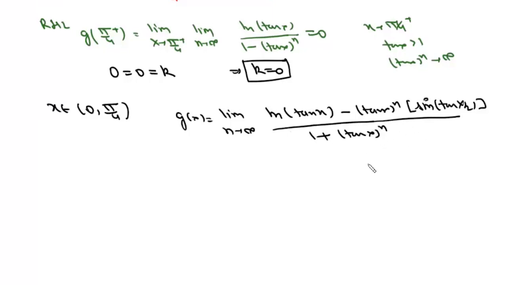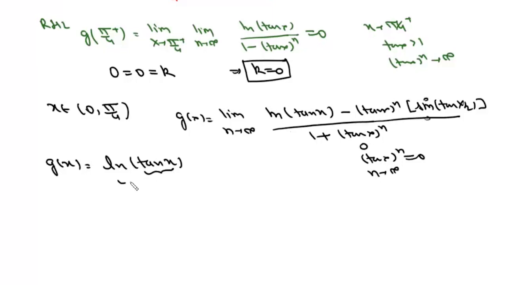Now in this interval (10x)^n will be 0 as n tends to infinity. So this is 0 and this is 0. So in this interval g(x) is simply log 10x, and since 10x is continuous in 0 to pi by 4 and log x is continuous when x is greater than 0, this log of 10x is continuous in x belongs to 0 to pi by 4, and there will be no point of discontinuity of g(x) in this interval.